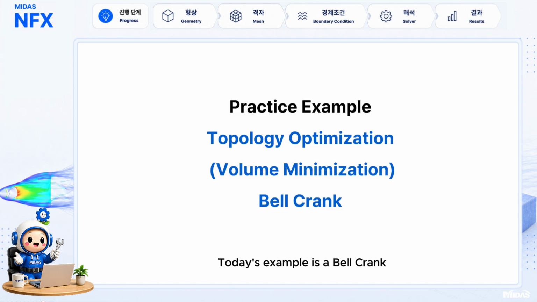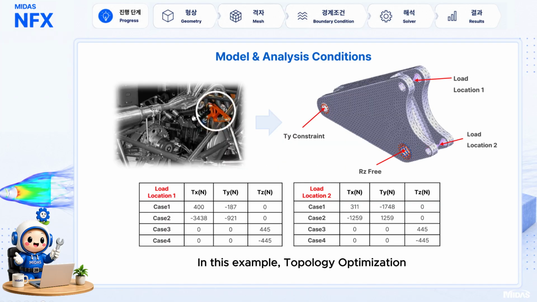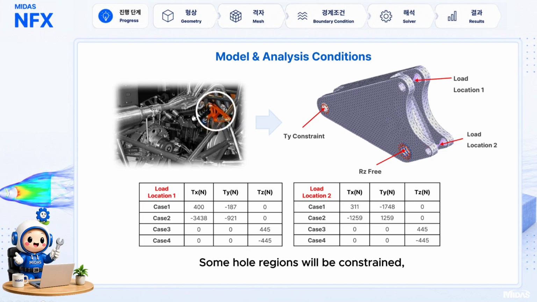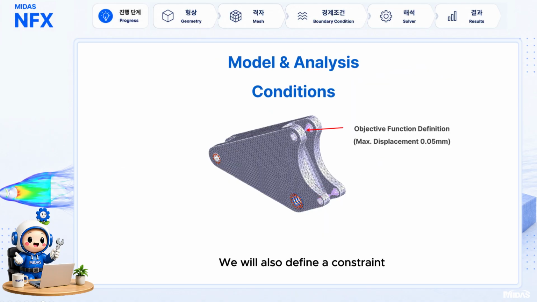Today's example is a bell crank volume minimization analysis. Before we begin the tutorial, let's review the analysis conditions. In this example, topology optimization will be performed using 4 maximum load cases and the actual boundary conditions applied to the bell crank. Some hole regions will be constrained, and multiple load sets will be created to consider various loading conditions. We will also define a constraint so that the maximum displacement at a specific location remains below 0.05 millimeters.